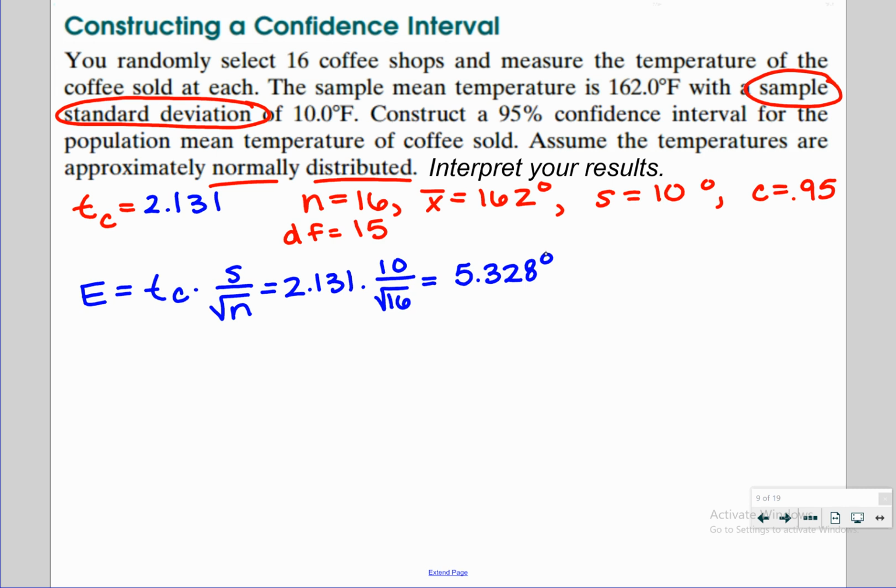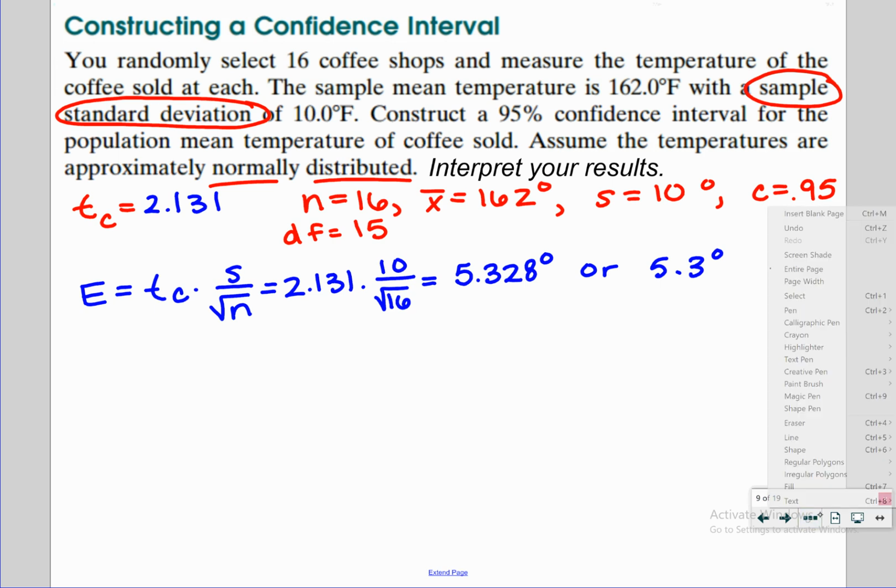So if you just rounded to 1 decimal place here, that would follow the pattern of this problem, and that would be acceptable as well. Okay, but if you're not sure, just stick with 3 decimal places. More is always better.